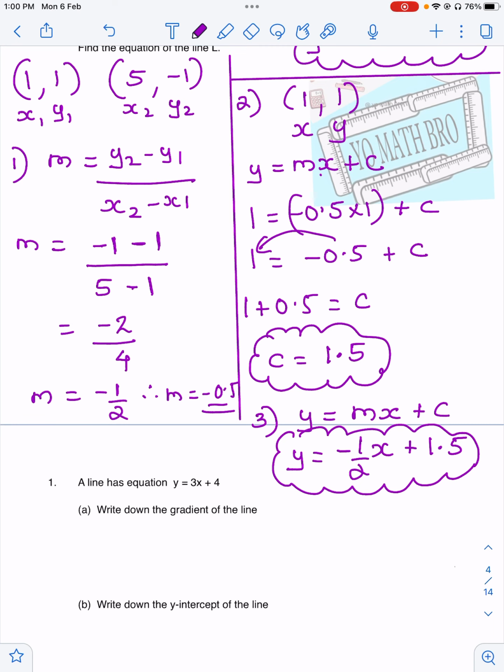So in the final step, remember, I will not substitute any coordinates. What is the reason? Because I don't have to find anything now. I just have to find the gradient. I just have to find the y-intercept. The meaning of y-intercept also I'll explain in the coming example.